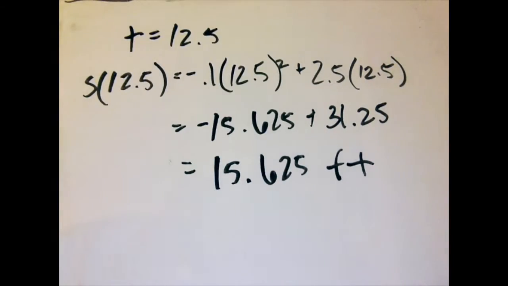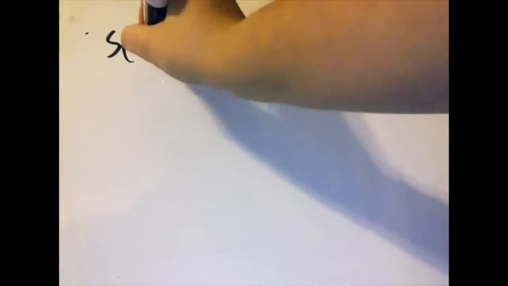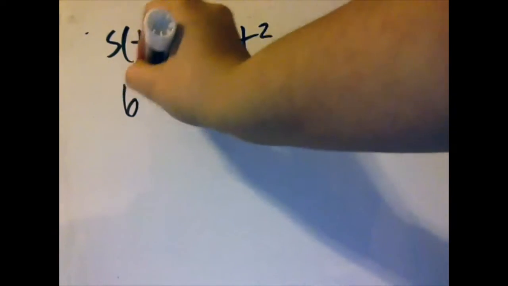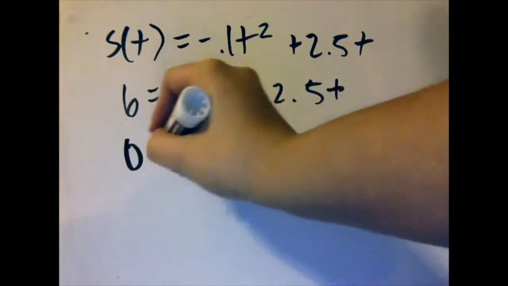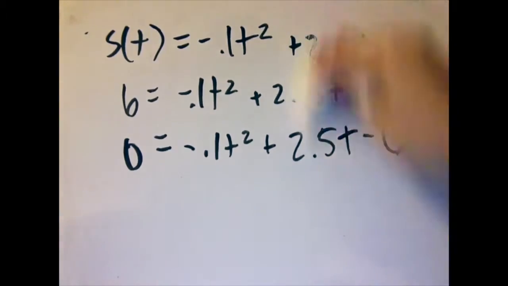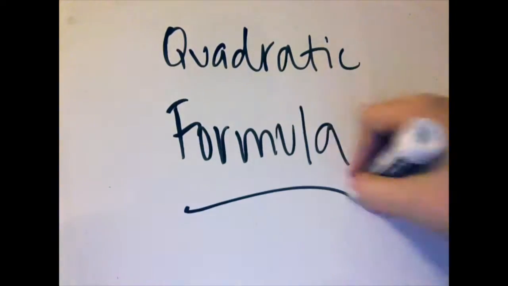To find the answer for the second part of the problem, we begin again with the original function, which is s of t equals negative 0.1 t squared plus 2.5 t. We set the function equal to 6, which is the height of the player. Then we move it to the right side so that the whole function equals 0. Now we will use the quadratic formula, negative b plus or minus square root of b squared minus 4ac, all over 2a, to find our t values.